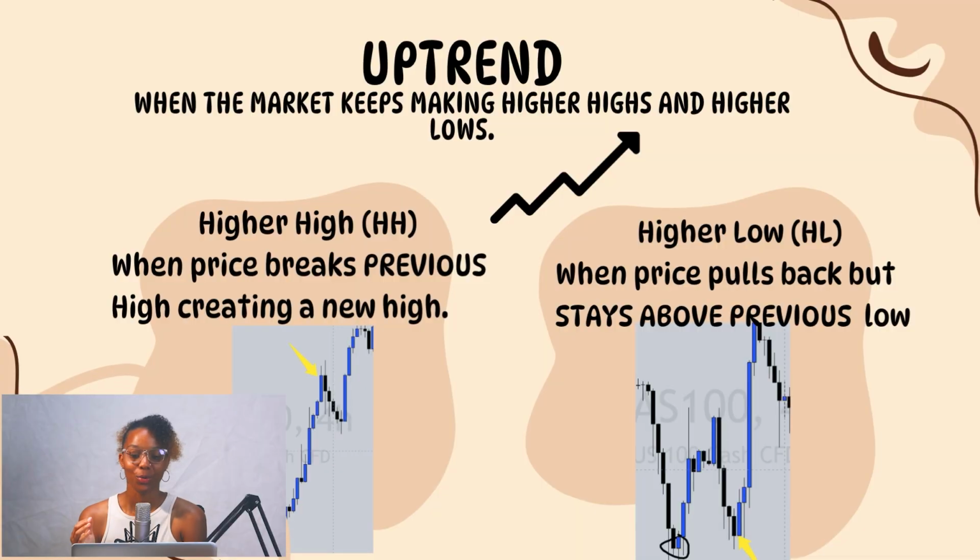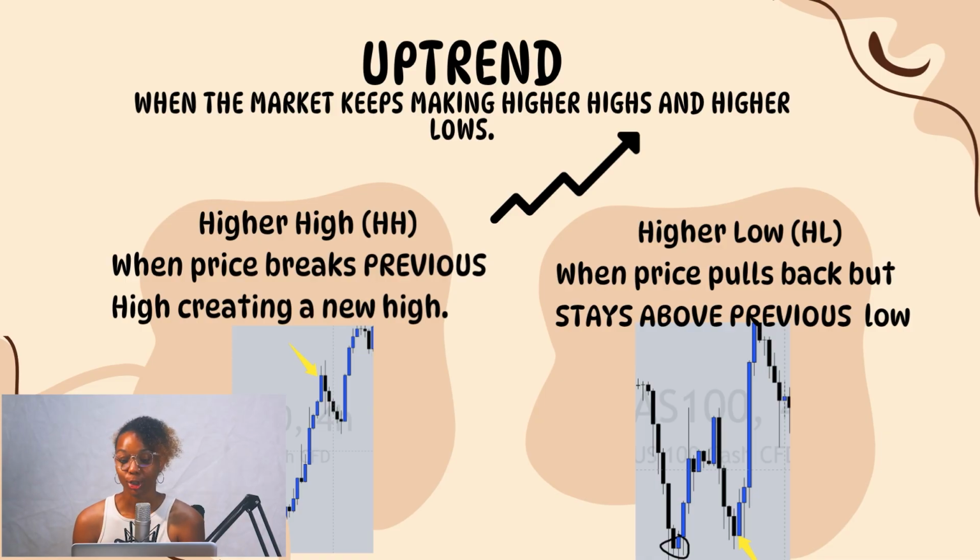What is an uptrend? When the market keeps making higher highs and higher lows. So I have two examples provided here. First, we're going to look at higher highs. This is when price breaks the previous high, creating a new high. In the example I have here, that circled was the previous high. Price broke that structure and created a new high. So that is the new higher high. Stay with me, it is going to make sense soon, and I will be showing a live example.